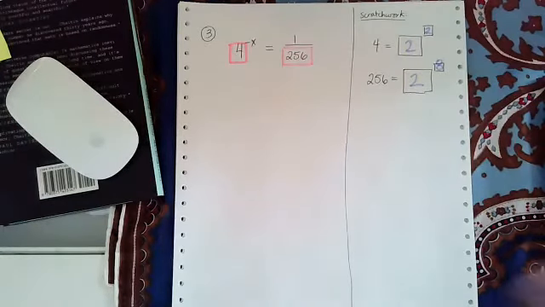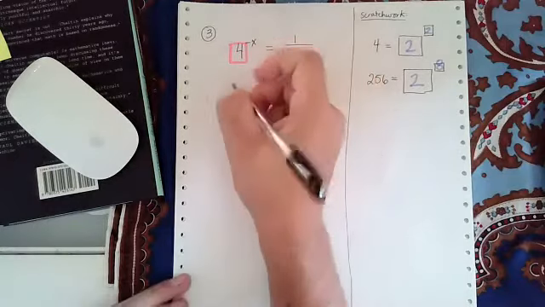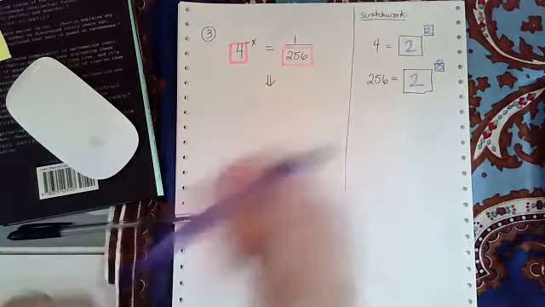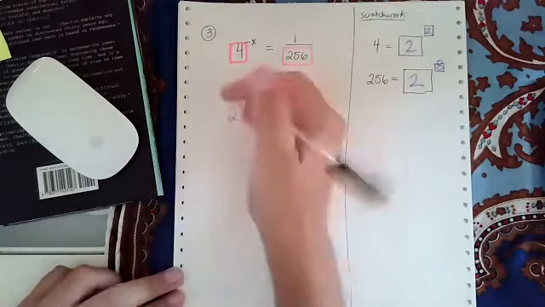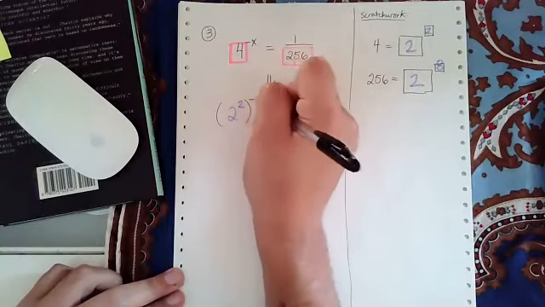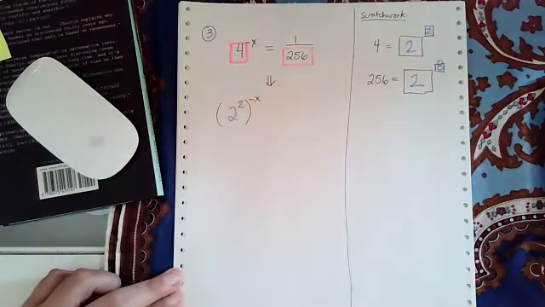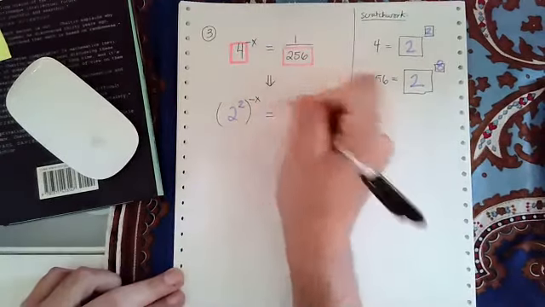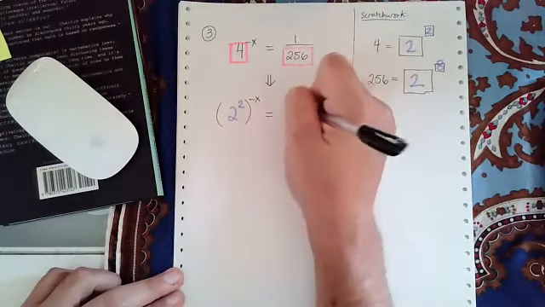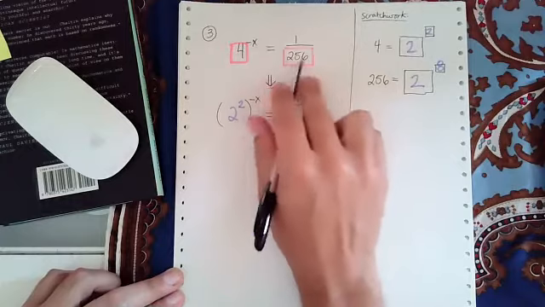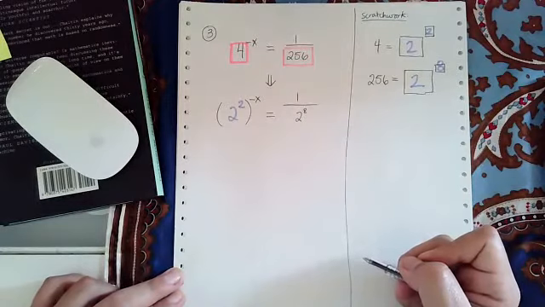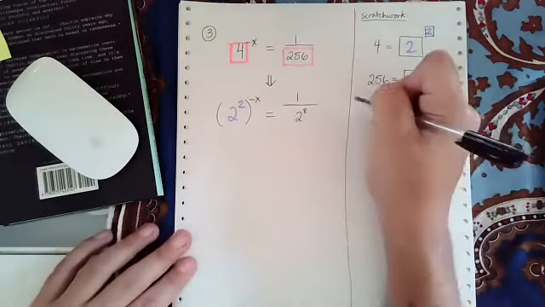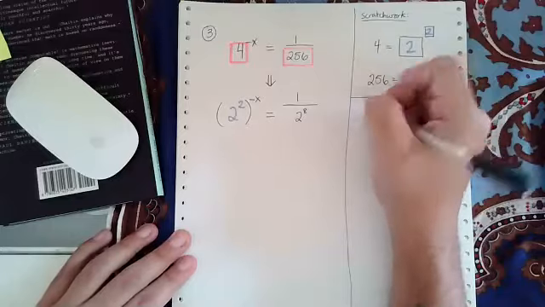So what that tells me is that I can rewrite this expression as 4 is the same thing as 2 raised to the second power. But I'm only replacing the 4, so I still have this negative x power on the outside. And then on the other side of the equation, I have 1 over 256. So I can only replace the 256 part with 2 to the 8th power. And then you want to start piecing together your exponent rules.